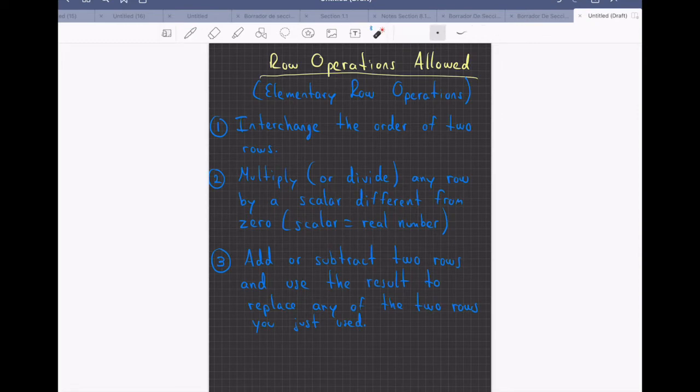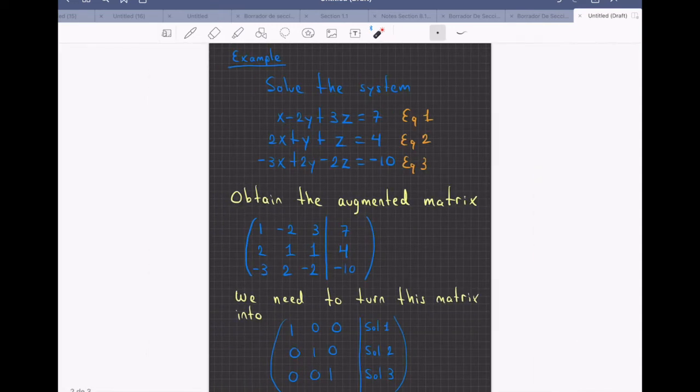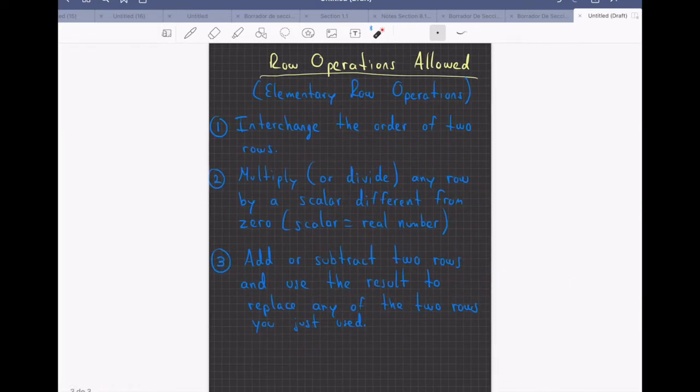As for operation number 2 and 3, operation number 2: multiply or divide any row by a scalar different from 0. So you want to multiply any row or divide any row by any scalar that is not 0, no problem. We can do it. For example, you want to multiply the row 1 by 2, no problem at all. You want to divide the row 3 by 3, no problem.